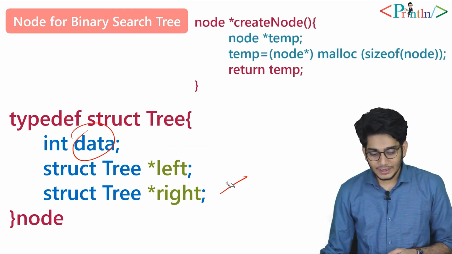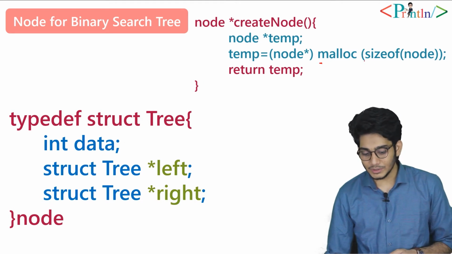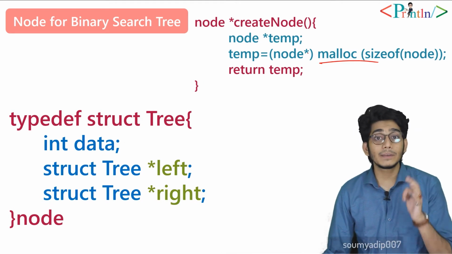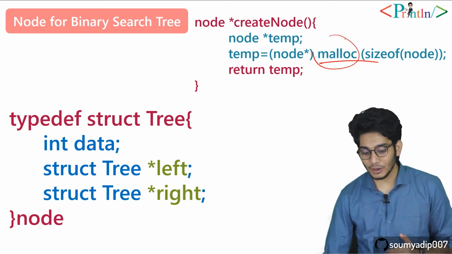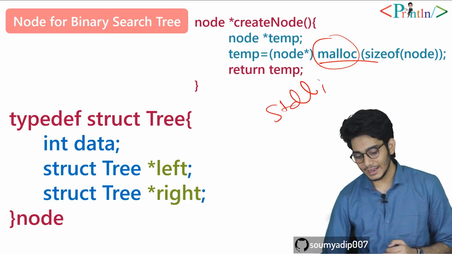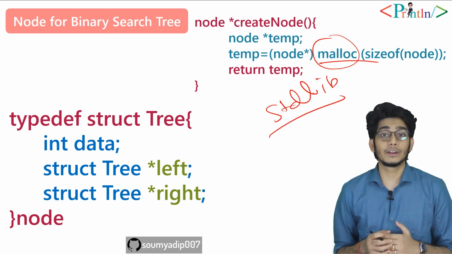Then what we have to do is allocate the memory using malloc. So why are we allocating the memory using malloc? Because we are allocating the memory dynamically. That's why we are using malloc, and we'll get this malloc from the stdlib library. So we'll discuss that when we perform the hands-on.